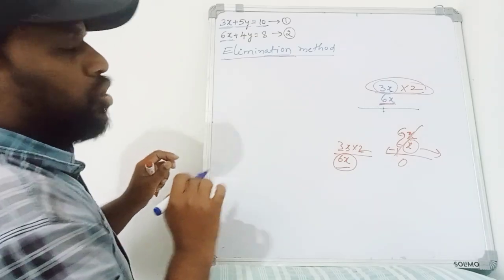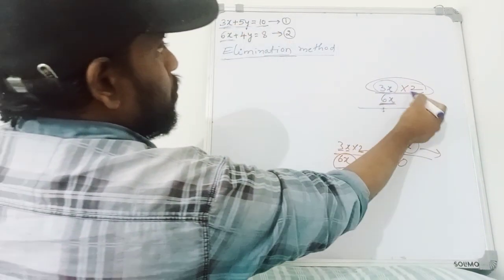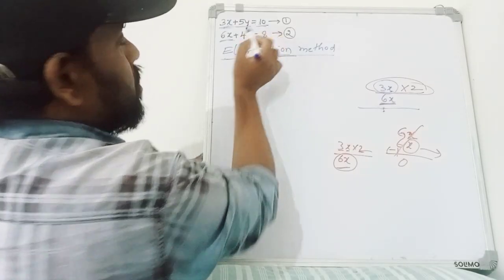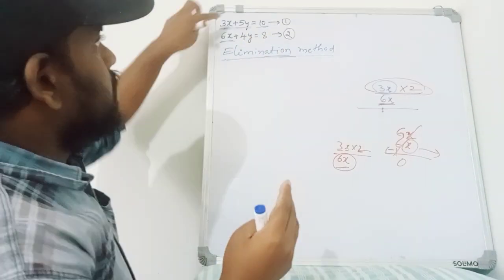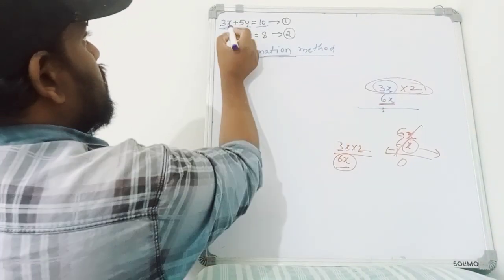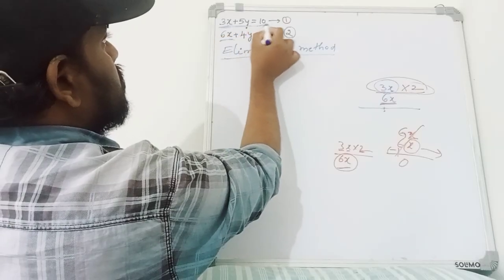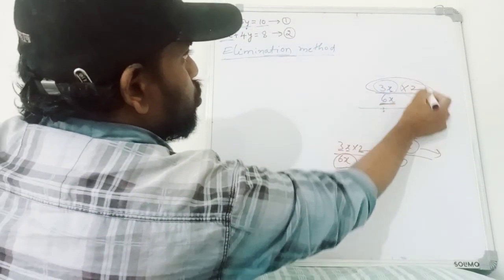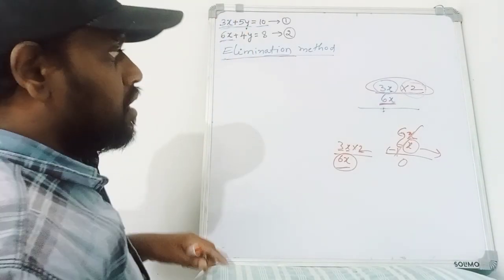Okay, if you multiply only this 3x term by 2, the equation will get imbalanced. To make the equation balanced, we have to multiply this whole equation, I mean both this LHS and RHS term, by 2, not only this 3x.